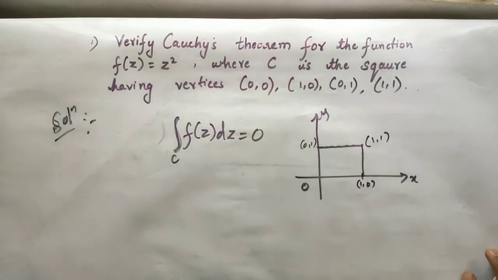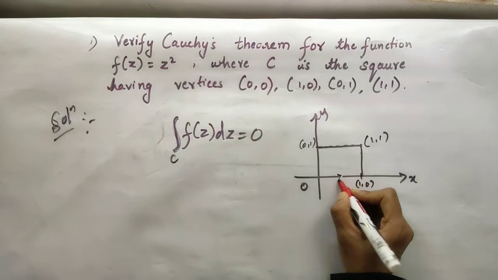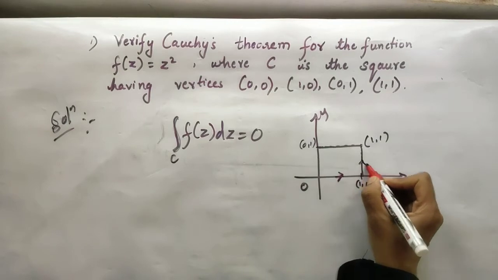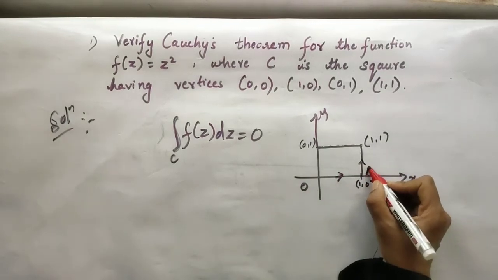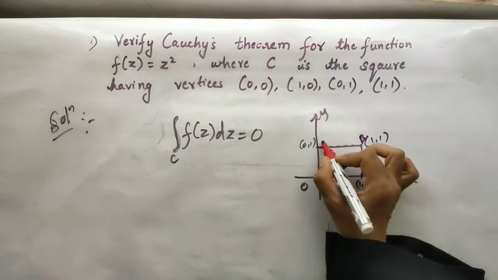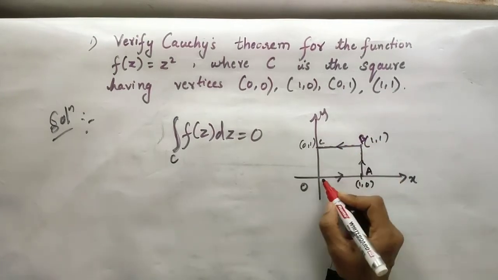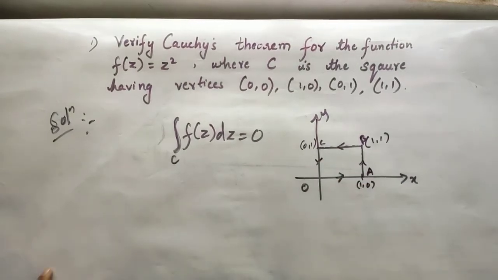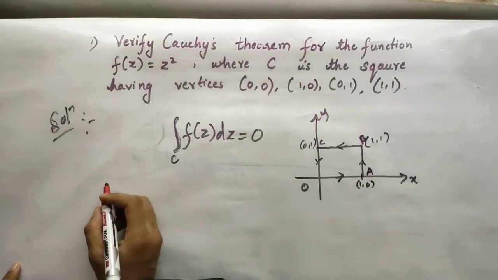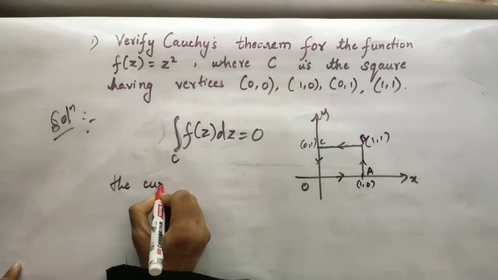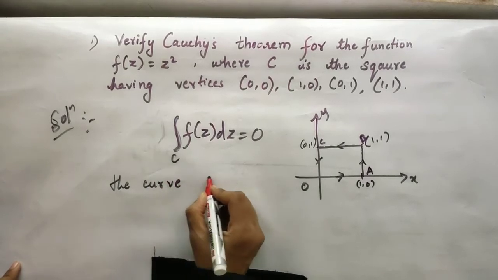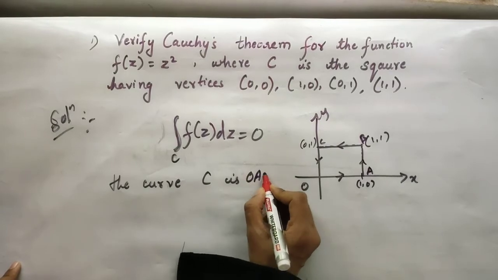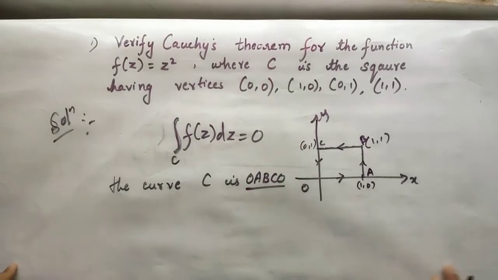So this is your square and the curve C is going like this. I'll mark these points now: O, A, B and C. So O, A, B, C, O is the curve C. Okay, the points A, B, C I have marked there. So the curve C is the path O, A, B, C, O. It's a closed curve like this.